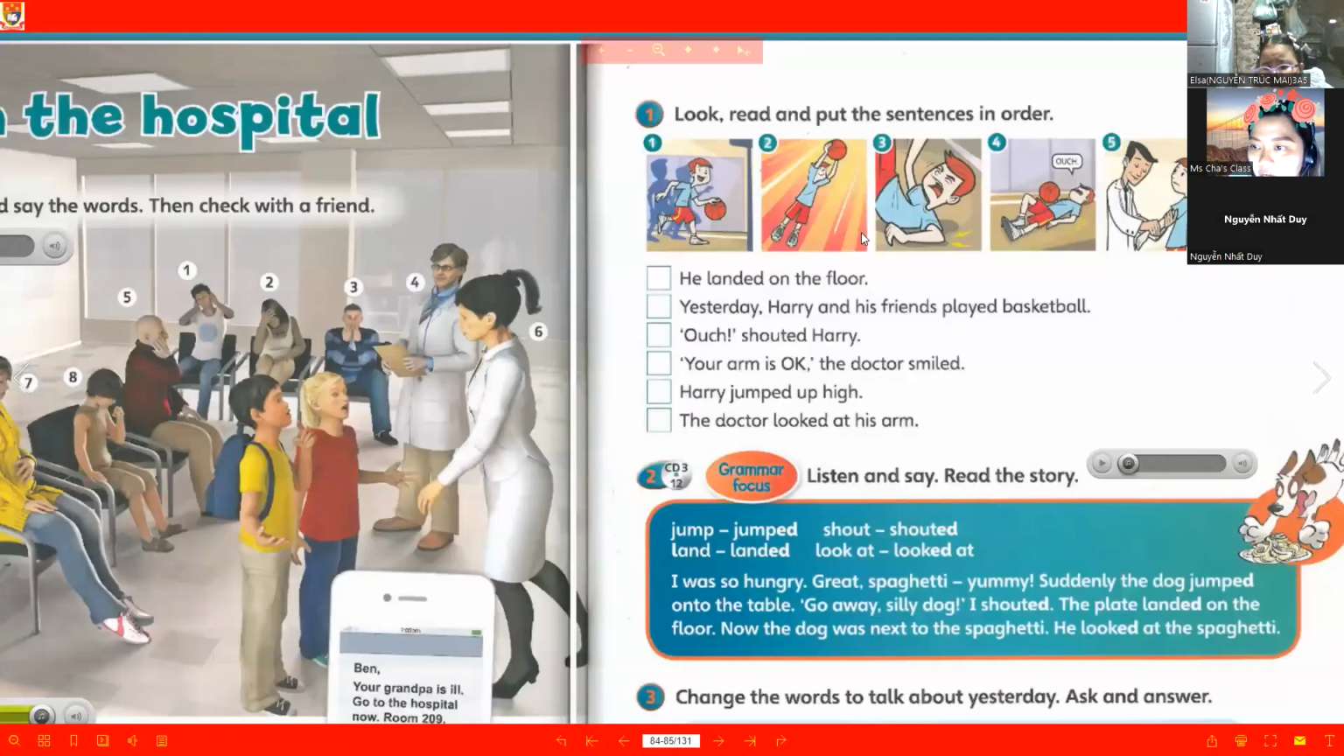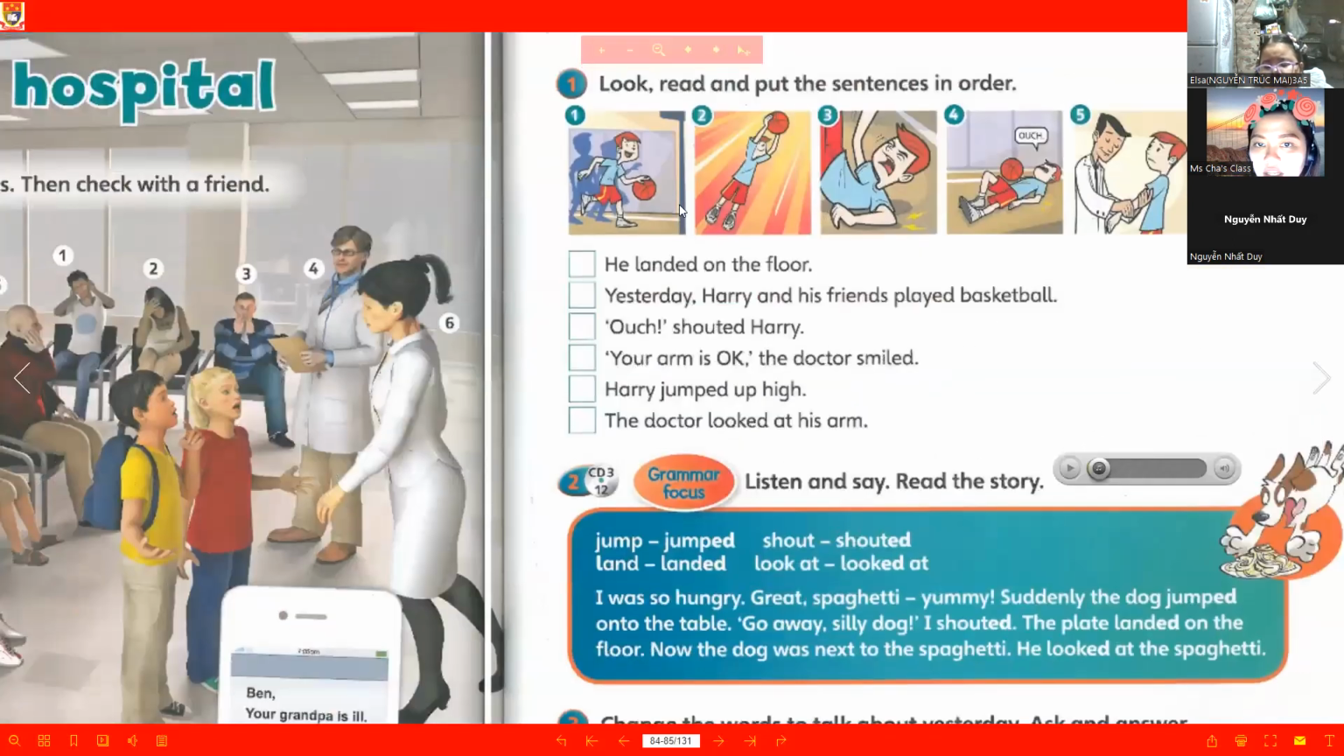So now that you were able to remember them, how about if you're going to put numbers in the following? I'll make it bigger for you. It says here to look and read and put the sentences in order. He landed on the floor. Which one is it, number 1? Landed on the floor. That is number 3. Kindly read and tell me the number. Yesterday, Harry, his friend, played basketball. It's 1. Ouch! Shouted Harry. 4. The arm is okay. The doctor smiled. 6. Harry jumped up high. 2. The doctor looked at his arm. 5. All right. Okay. So with this one, good.